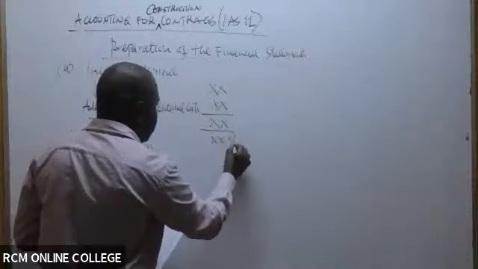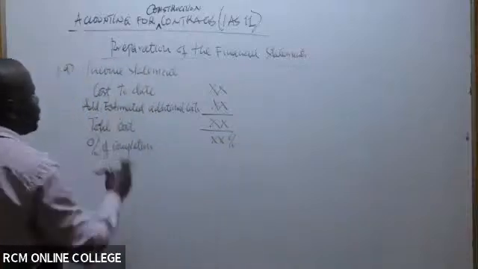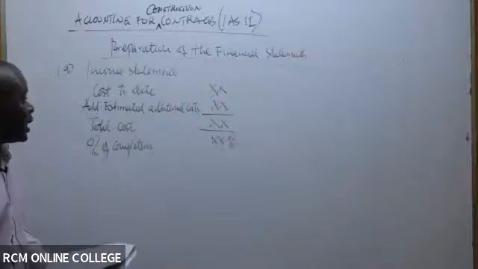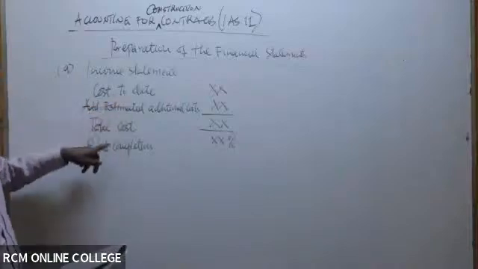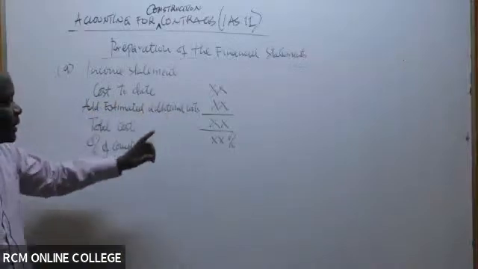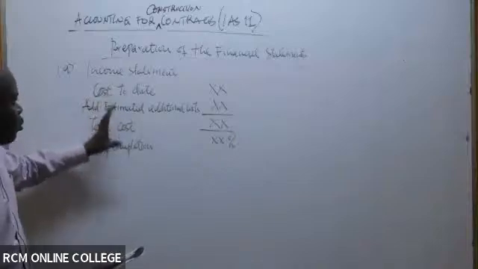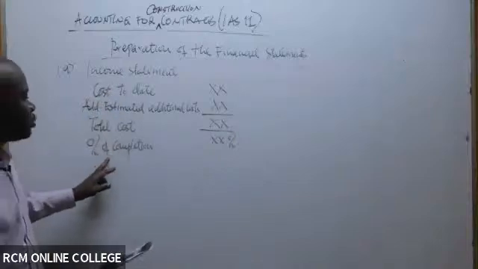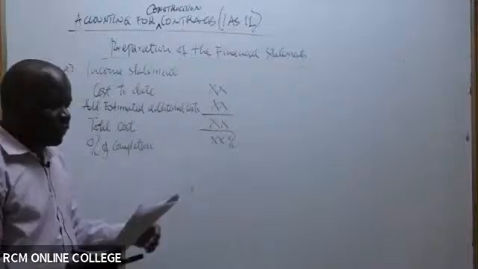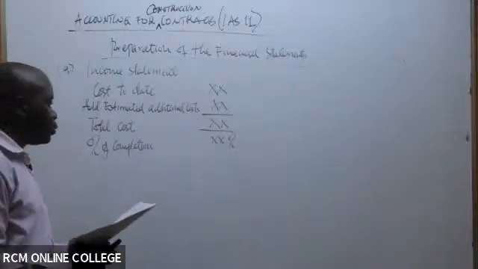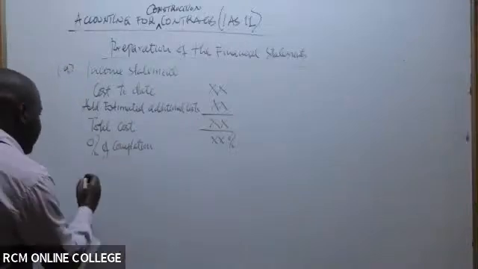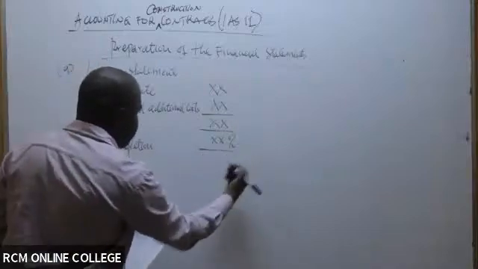The percentage of completion which you will take. You have seen the formula we did a while ago. It said cost to date over total cost multiplied by 100%. So this particular computation here will help you to know the percentage of completion. So once you know that, you continue.